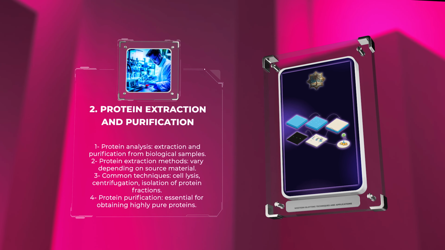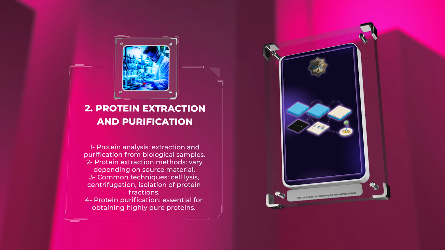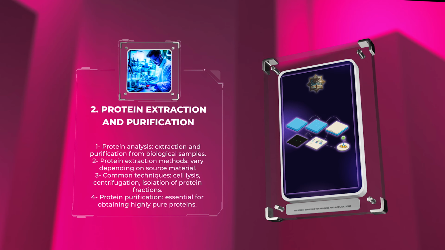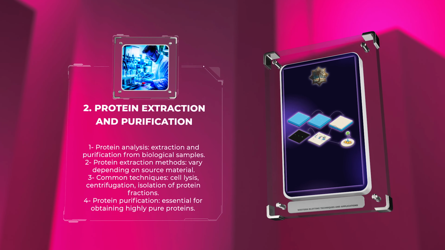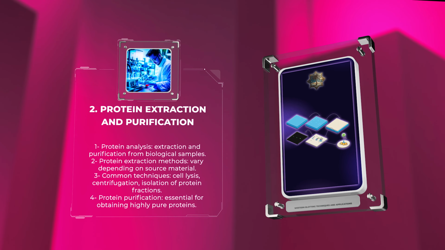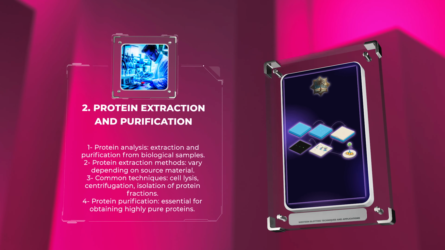Following extraction, protein purification is essential to obtain highly pure proteins for downstream applications. Techniques such as chromatography, including ion exchange, size exclusion, and affinity chromatography, aid in separating proteins based on their properties such as charge, size, or affinity for specific ligands.